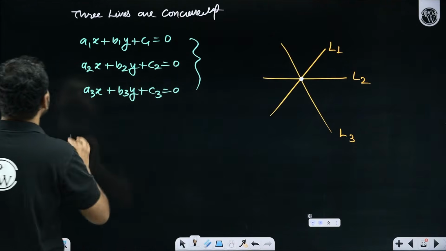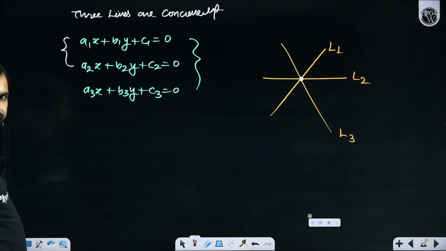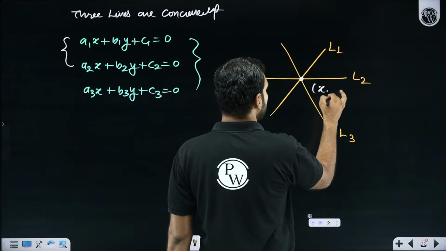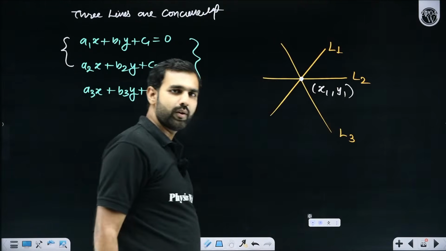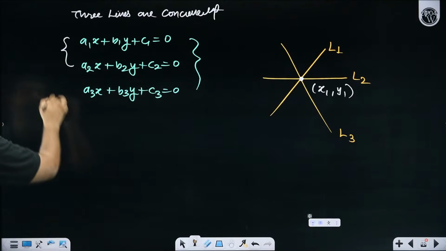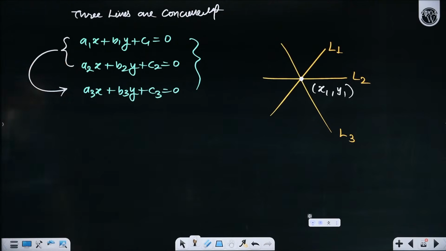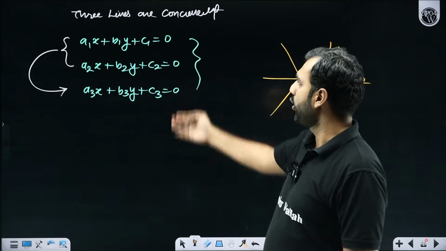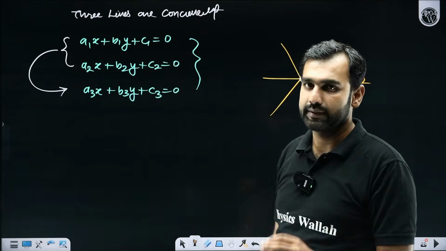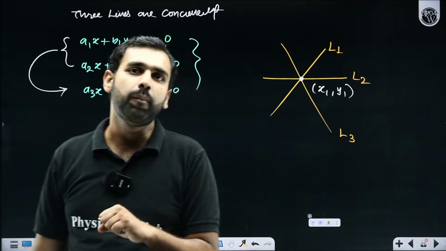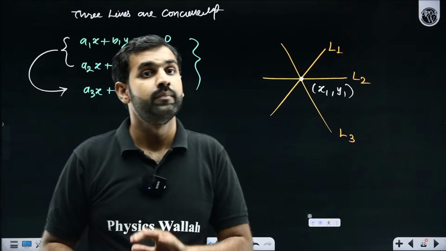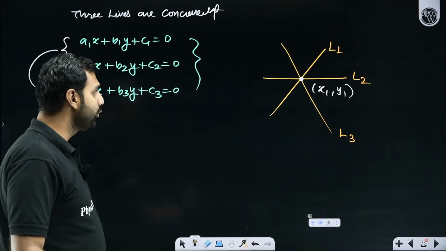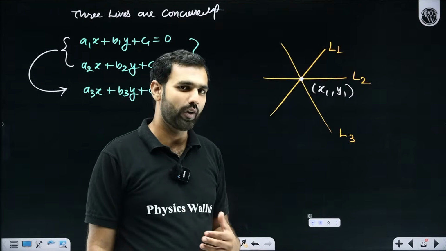I will do one thing. Sir, I solve these 2 lines. So by solving these 2 lines, I'll find their point of intersection, say x1, y1. And I'll push that x1, y1 into this third line. And if that x1, y1 satisfies it, I think all the three lines are passing through one unique point. That means they are passing through one common single point. It means they are concurrent. Absolutely great idea. But what if I tell you that you could get this result with one more approach?